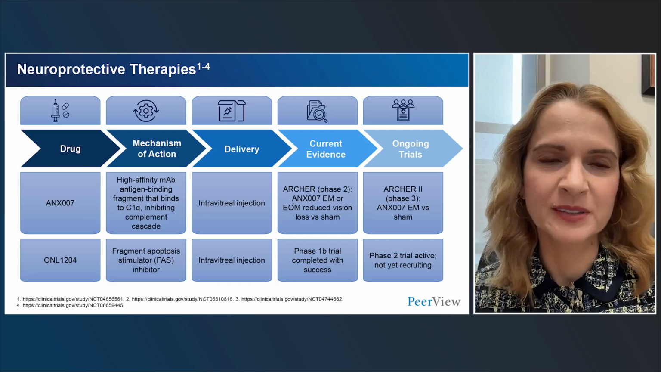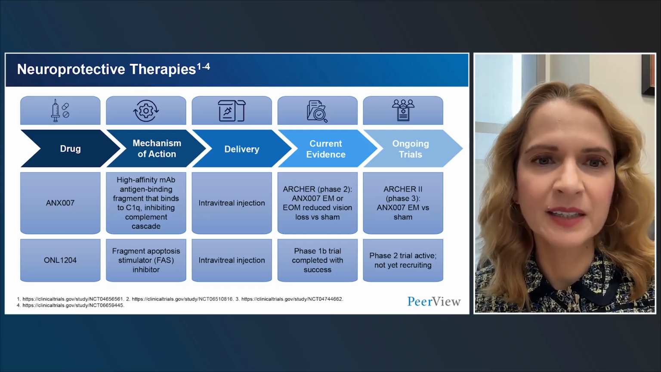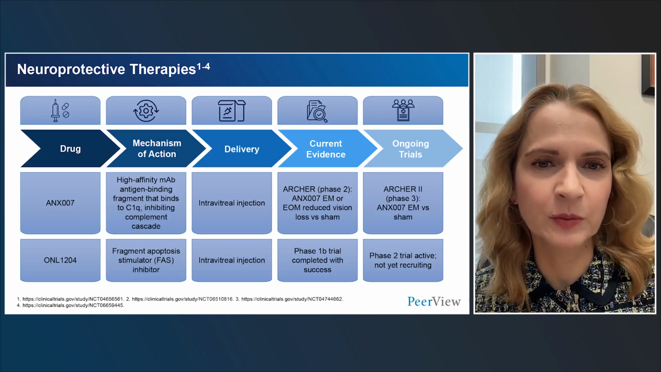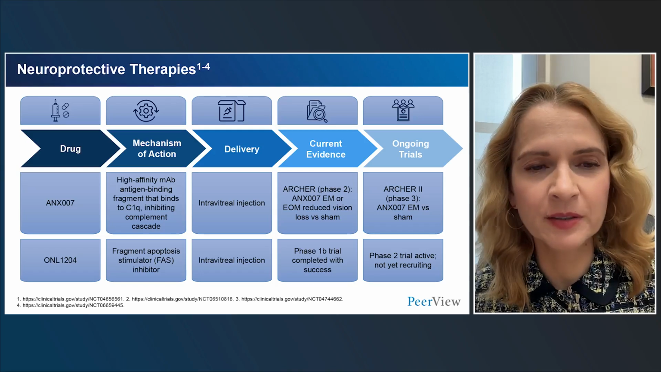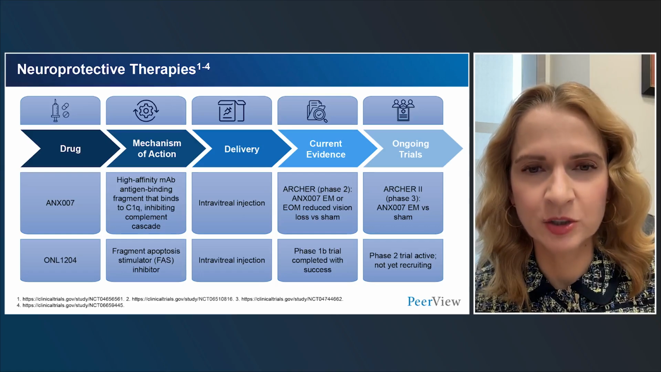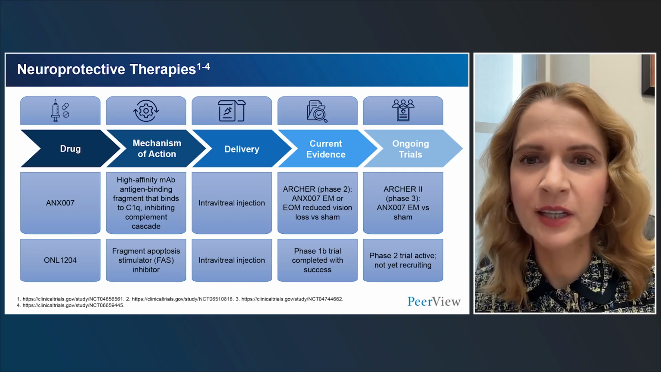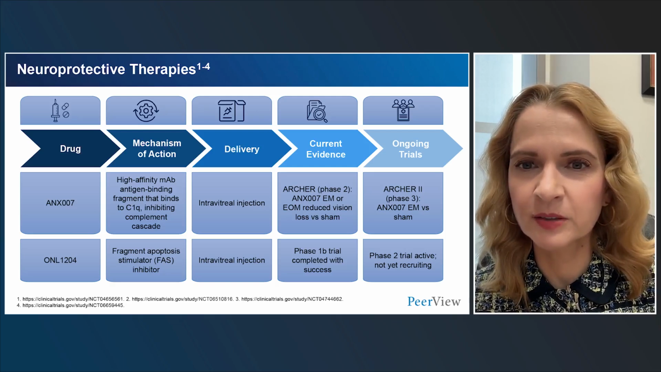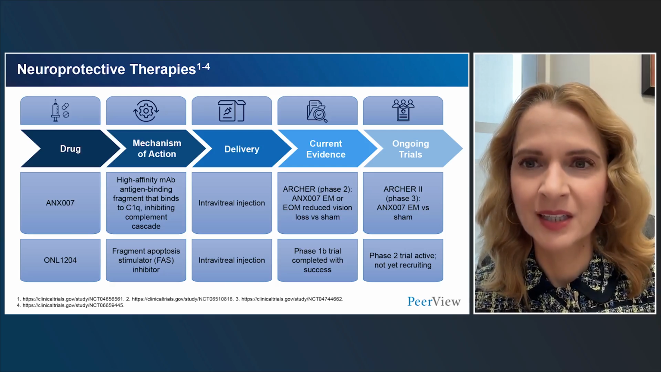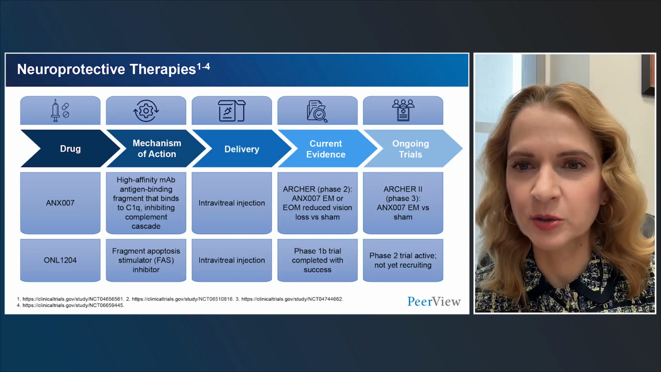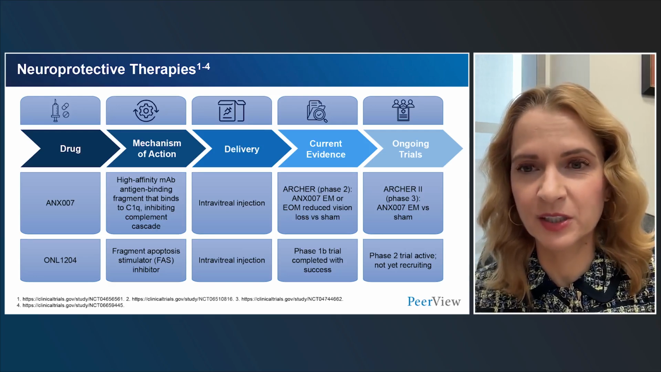Neuroprotective therapies are very promising, and these are a couple examples. ANX007 is a high affinity monoclonal antibody antigen binding fragment that binds C1q. It is a complement inhibitor, but also a neuroprotectant because it inhibits synaptic pruning in degenerative diseases such as GA. It is administered via intravitreal injection. Current evidence is based on the phase 2 Archer study, where the drug given monthly or every other month reduced vision loss versus sham. The ongoing trial is a phase 3 Archer 2 of monthly ANX007 compared to sham. It received PRIME designation in Europe.